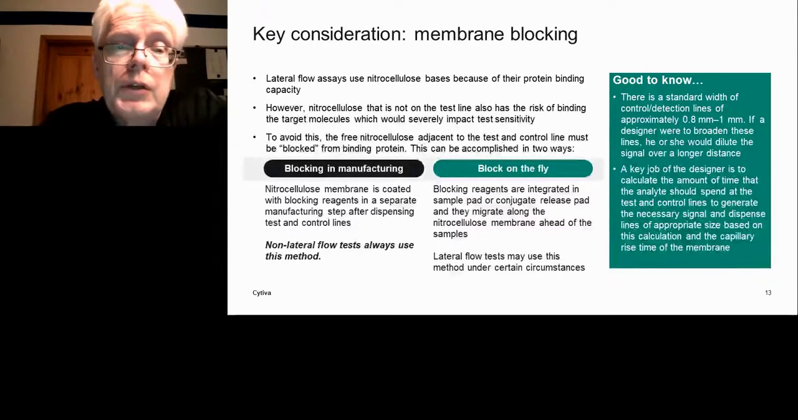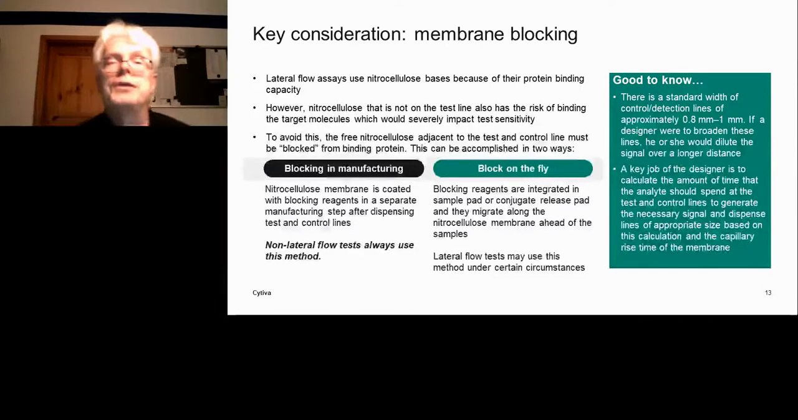At first, you can do something called block on the fly. In that case, blocking reagents are part of the pre-treatment buffers of your sample pad or your conjugate pad. These reagents are dissolved by the sample liquid. They migrate with the sample and block the membrane while the sample liquid is moving across the membrane. And that's the reason why it's called block on the fly. The advantage of this process is a cost reduction, because the alternative is blocking in a separate manufacturing step.